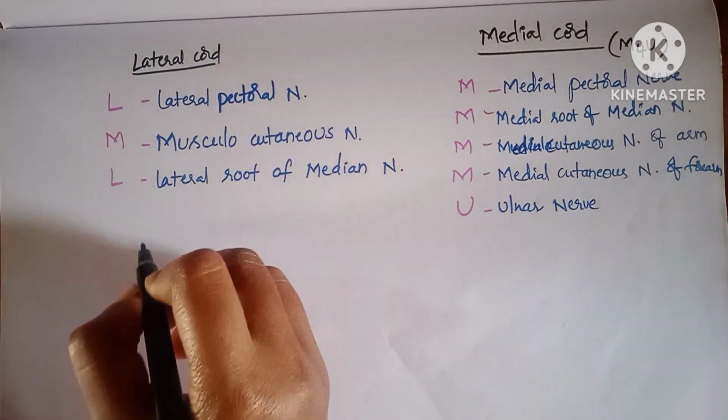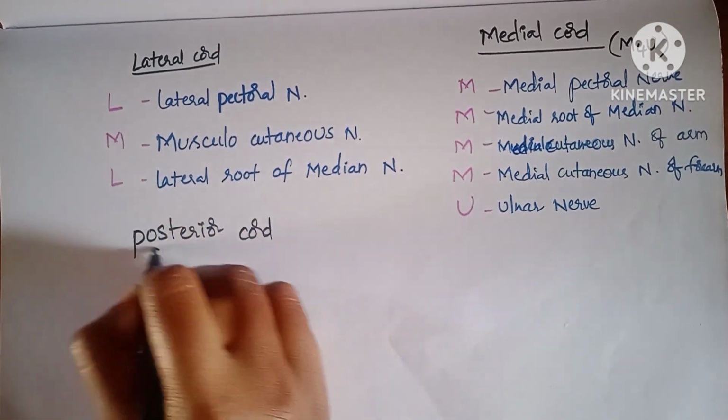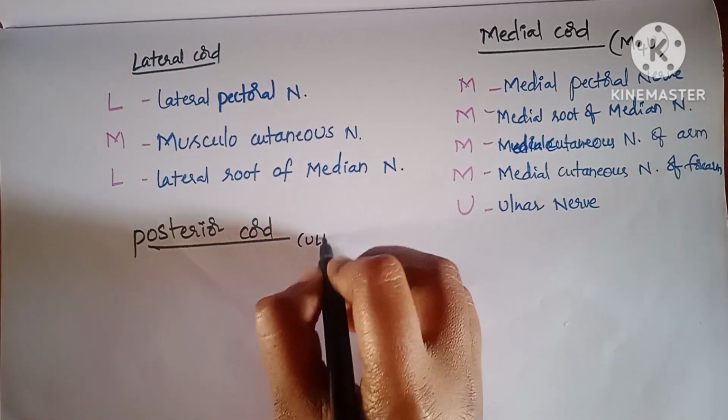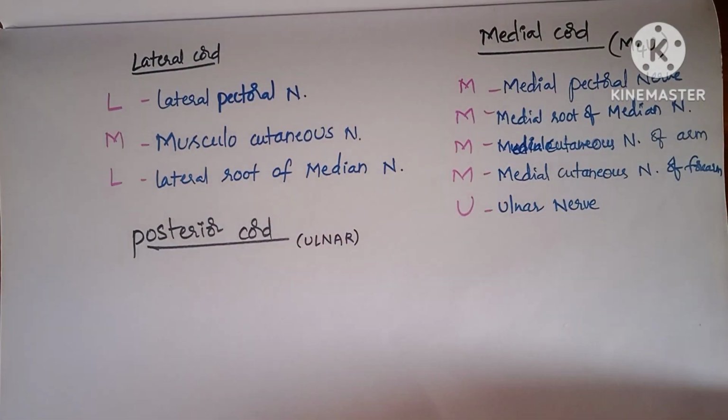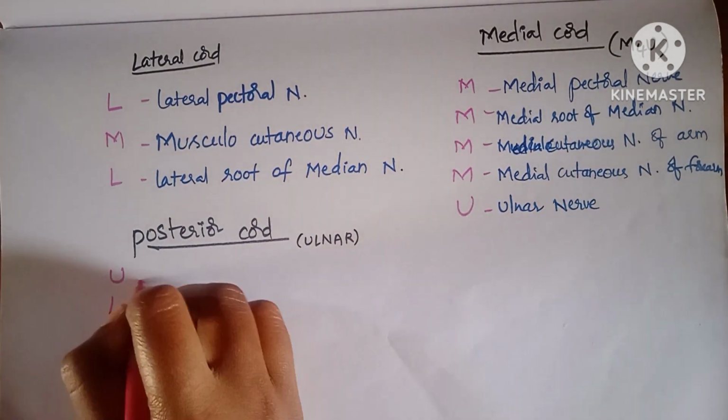For posterior cord we have the mnemonic that is ulnar. Remember one thing, ulnar nerve is not the posterior cord nerve, it is a medial cord nerve, but for the sake of remembering we just mention the ulnar as a mnemonic.